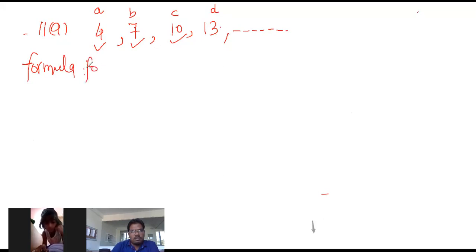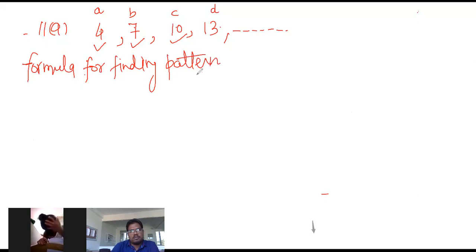Formula for finding pattern: a plus n minus 1 into d. Or in place of n you can write the variable x, because we are using x here. So it is a plus x minus 1 into d. Okay, this is a basic formula.